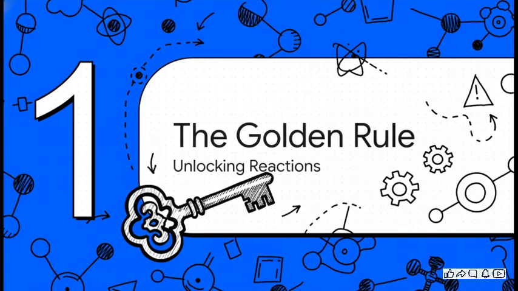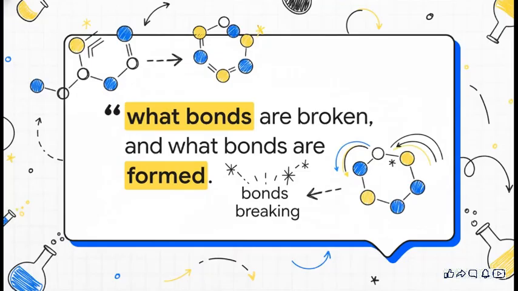If you want to understand what's happening in any chemical reaction, there is one single question that you have to ask first. It's the key that unlocks the whole thing. This right here is the chemist's golden rule. If you can just figure out which bonds are disappearing and which new ones are showing up, you can basically follow the plot of any reaction. It's your first step to seeing the logic behind all the chemistry.